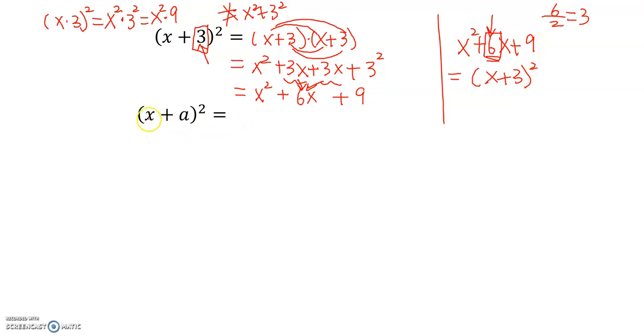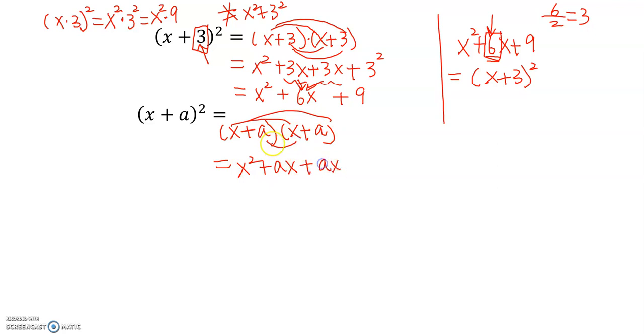Okay, so in general, if we have x plus a squared, we would do x plus a times x plus a, similar to x plus 3 times x plus 3. And we use FOIL, we're going to get x squared plus ax, and plus ax again, and plus a times a, which is a squared. Notice these two x terms will combine to get us 2ax. So that number right there, the second term of the binomial, is exactly half of the number in front of x. This is twice that, which means that number is half of the coefficient of x. So that's something we need to remember.